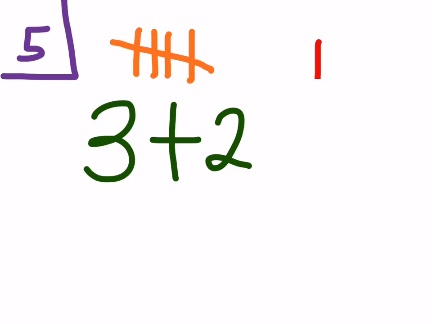Another way would be like a dice. When you have a dice, 5 looks like this on the face of a dice. Another way to make 5 is 12 minus 7.